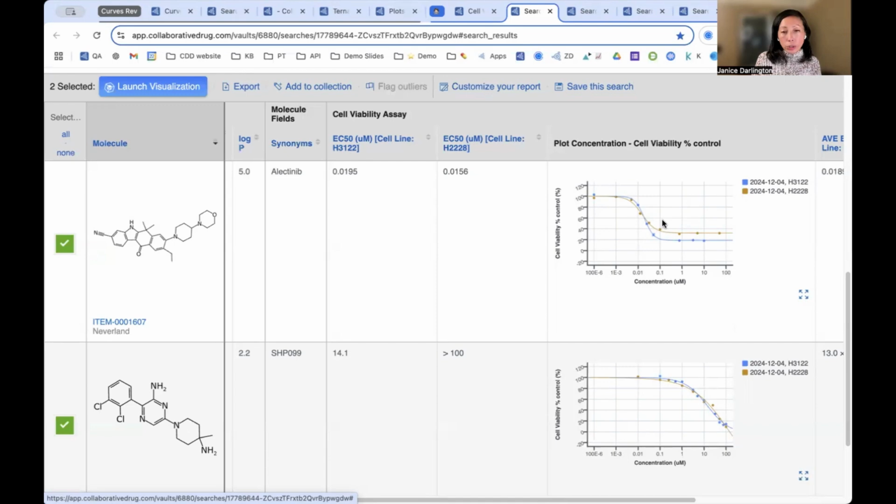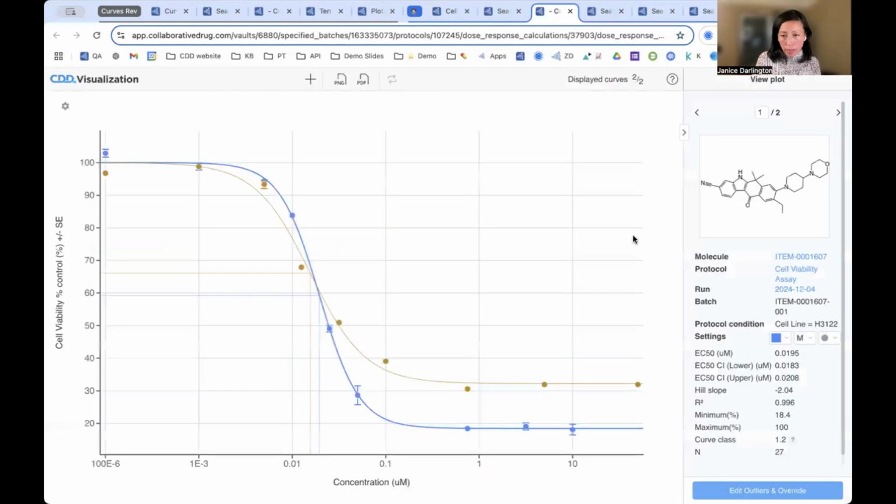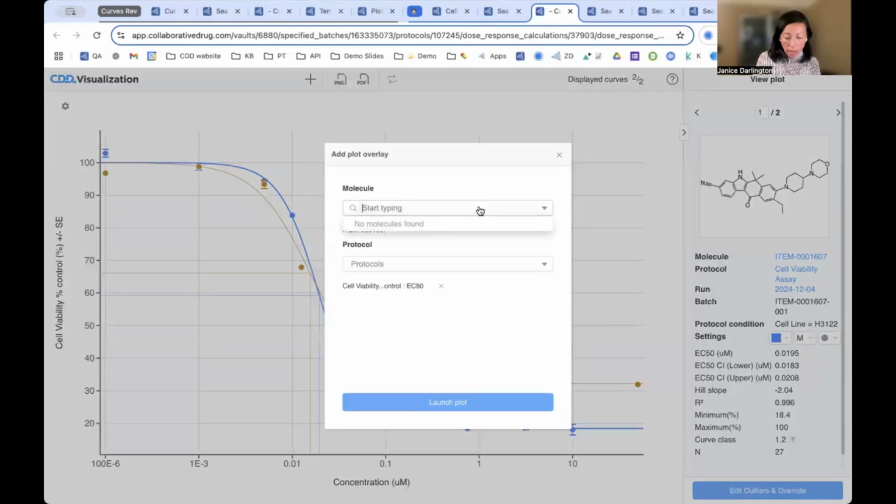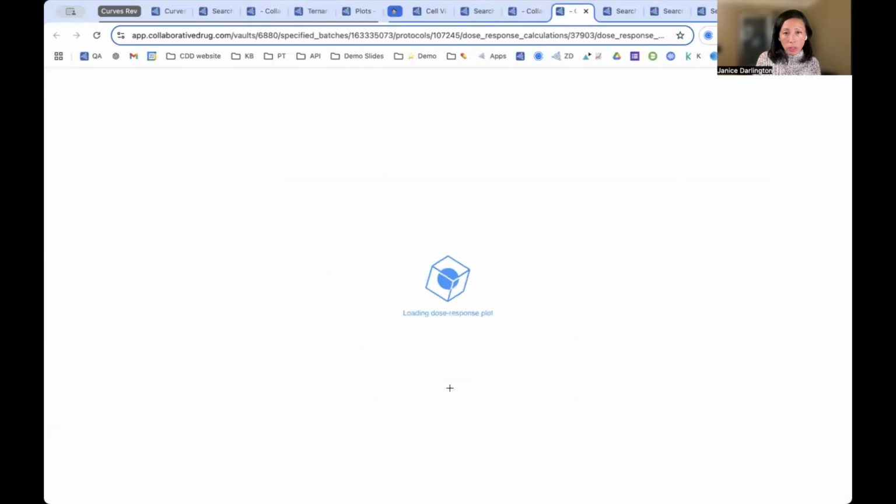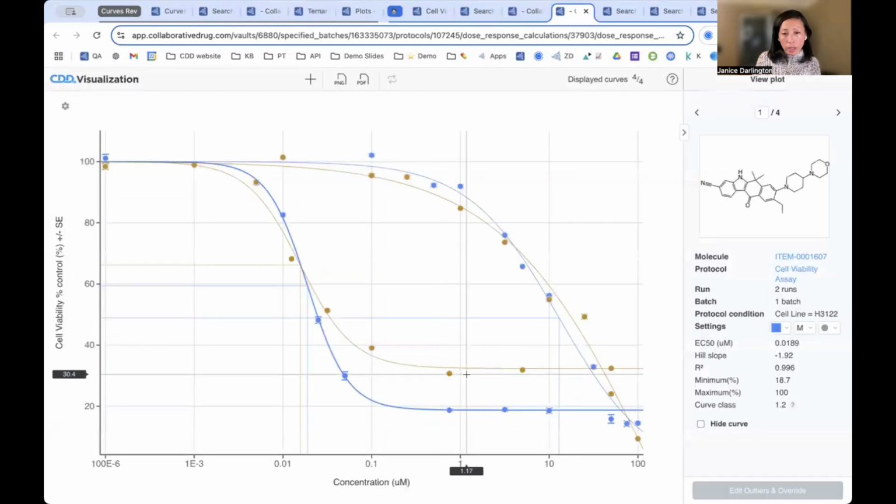Now I'd be interested to overlay the two graphs. So I'll pick on that first graph for alectinib. And what we are going to do is click onto the plus sign to add a plot overlay. I want 1602 to overlay on top of this curve. Now I'm going to go ahead and launch the plot. Now I've got the two different molecules tested against the two different cell lines.